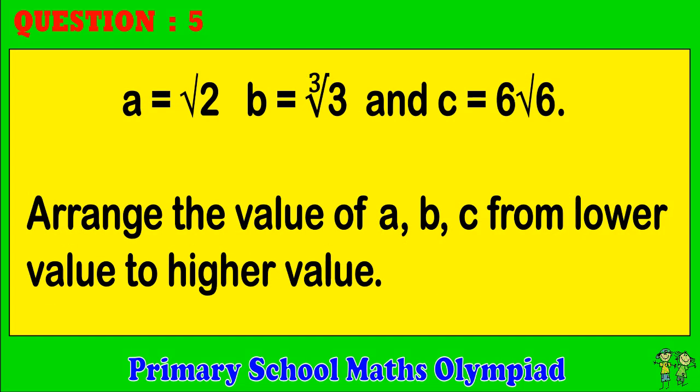Question 5. A equals the square root of 2, B equals the cube root of 3, and C equals 6 to the power of 1/6. Arrange the values of A, B, C from lowest to highest.